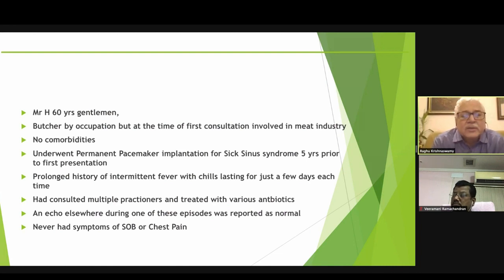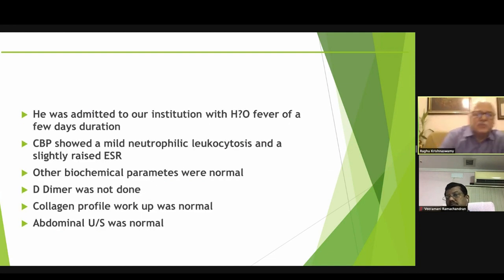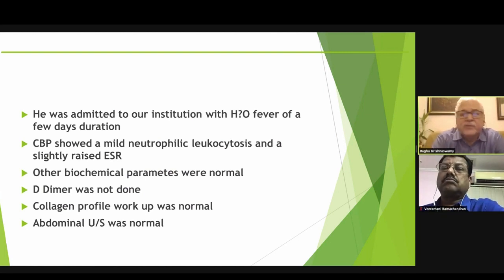Now, he had a prolonged history of intermittent fever, with chills lasting for just a few days each time. This happened over a period of 1 to 2 years. He had consulted multiple practitioners and been treated with various antibiotics. An echo done elsewhere during one of these episodes was also reported as normal. He never had symptoms of shortness of breath or chest pain. He was admitted to our institution with a history of fever of a few days duration. Again, this was another episode of fever. His CBC showed a mild neutrophilic leukocytosis and a slightly raised ESR.